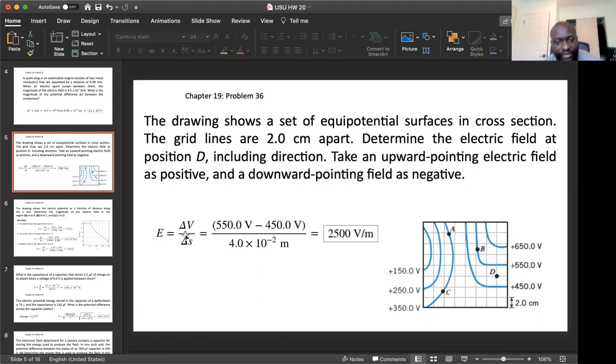So the potential difference divided by the separation is the magnitude of our electric field. Is that okay? So we're going to have 550 minus 450 divided by the separation, and we're going to get that as the electric field.